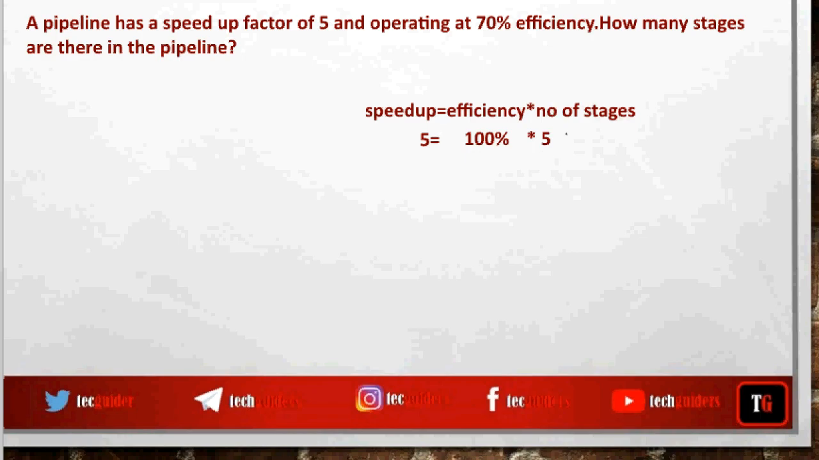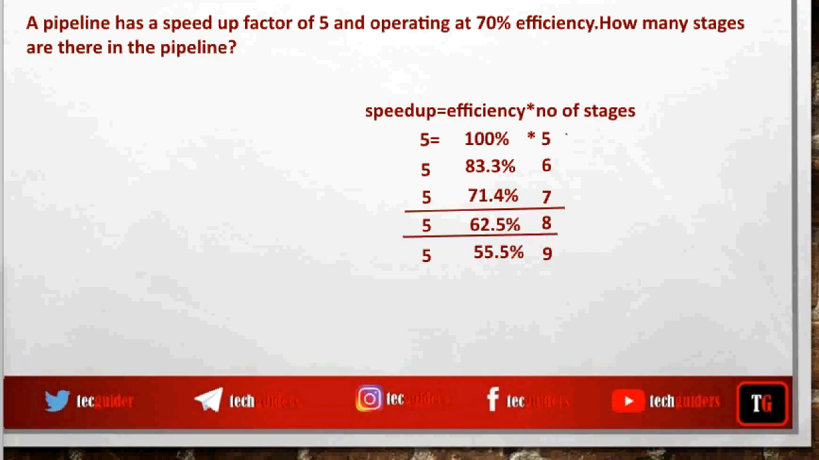Suppose the number of stages is equal to 6, then how much efficient is our pipeline system? 5 by 6 into 100, 83.3% efficient. Suppose the number of stages equals 7, it shows our pipeline system is 5 by 7 into 100, 71.4% efficient. Else if suppose the number of stages equals 8, it shows our system is 62.5% efficient. If number of stages equals 9, it shows the system is 55.5% efficient.